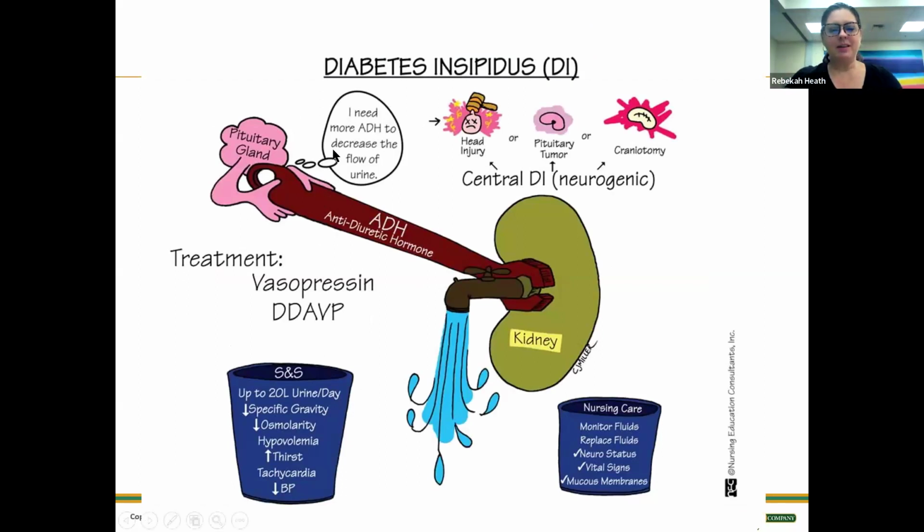Here's where the pituitary thinks it needs some more antidiuretic hormone, but really the kidney is just diluting everything. It's peeing it out. Here are some of the causes, nursing care, and what we do about it.